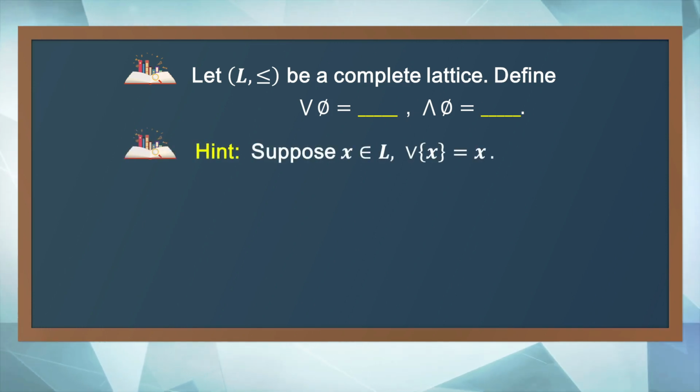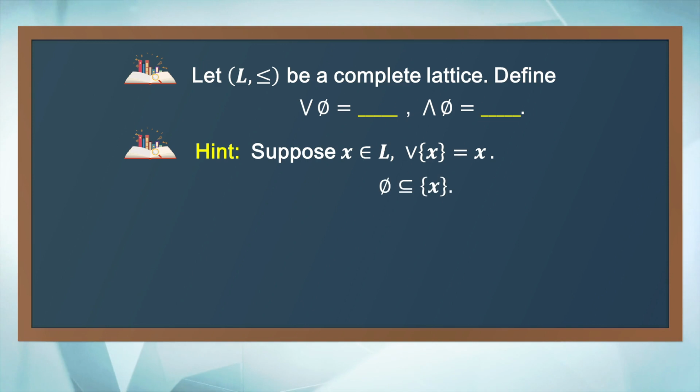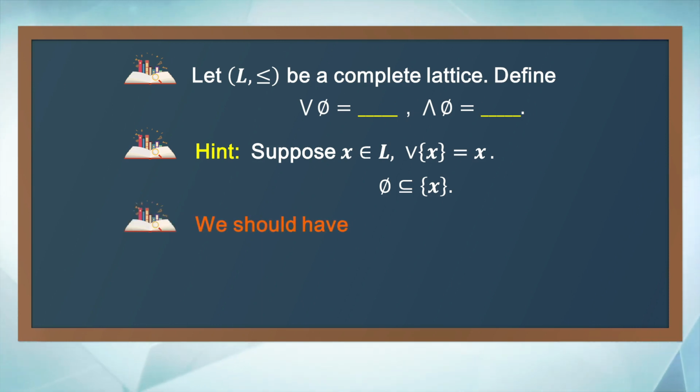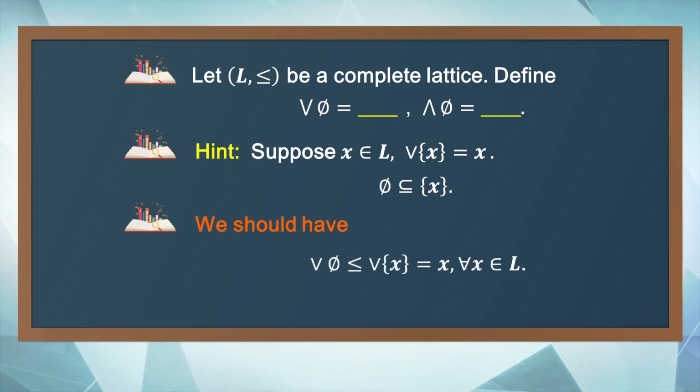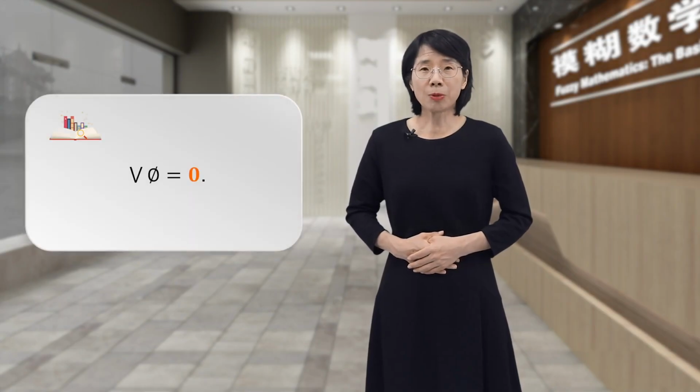Suppose X is in L. It is easy to see that the supremum of the singleton X is X. Considering that the empty set is a subset of the singleton X, by the above theorem, we should have the supremum of the empty set is less than or equal to the supremum of the singleton X, which is X, for all elements X in L. That means we should define the supremum of the empty set as the least element 0.